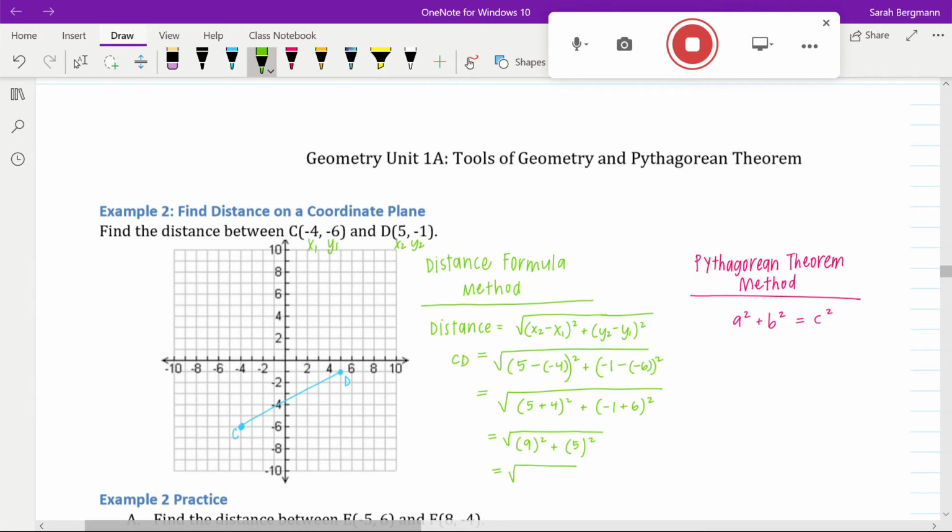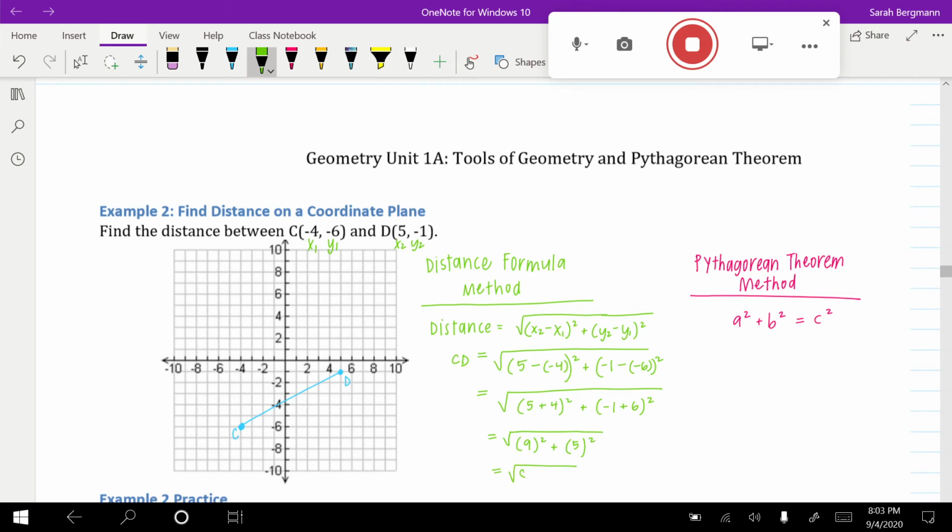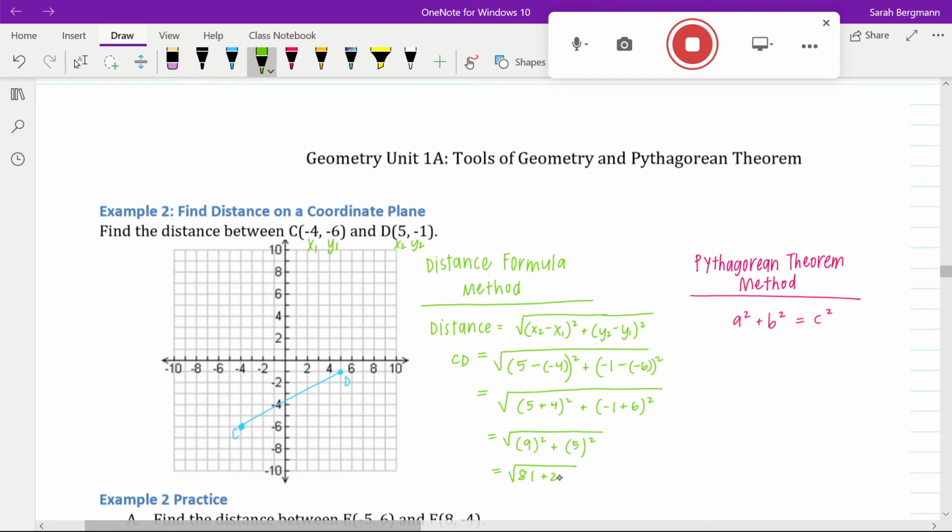The next step in order of operations are exponents. 9 squared is 81, 5 squared is 25. Next, you'll want to add what's under the square root. That will give you 106. And that square root does not have any perfect squares that go into it, so we do not need to simplify it. If it did simplify, you need to simplify it. You can also find an approximate answer for the length of CD. If you plug it into your calculator, it gives you that CD is about 10.296 units.